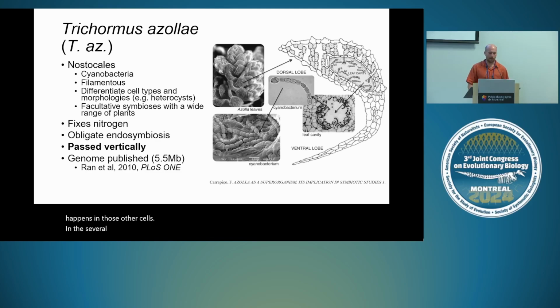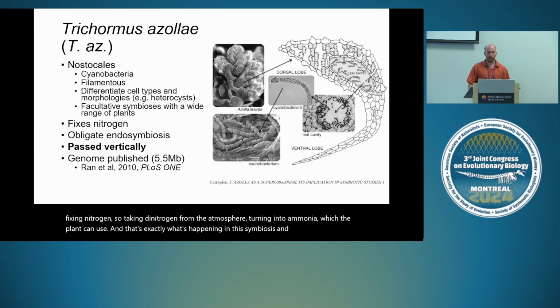Several of the Nosticales form facultative symbioses with a wide range of plants. And in all these cases, the Nosticales is fixing nitrogen, so taking dinitrogen from the atmosphere, turning it into ammonium, which the plant can use. And that's exactly what's happening in this symbiosis in azola. But what's unique about this one is that it's an obligate symbiosis. So neither partner is found in nature without the other. And the symbiont is passed from mother to daughter plant, passed vertically.